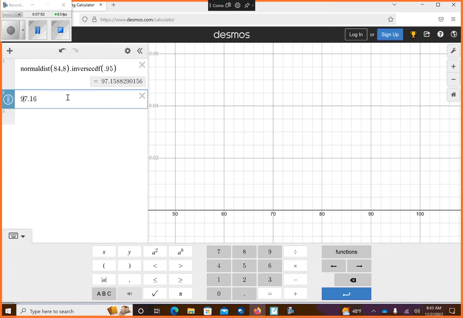I'll put this in parentheses so it does order of operations. Minus 84, divided by 8. So 1.645 is your Z-score. So putting it in that. So basically, that question is backwards. Like you should have found B first and then worked backwards.